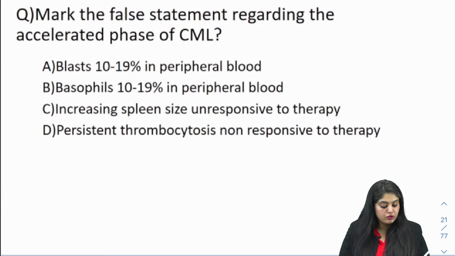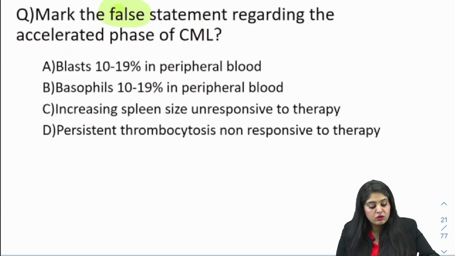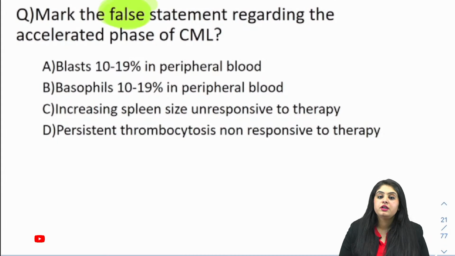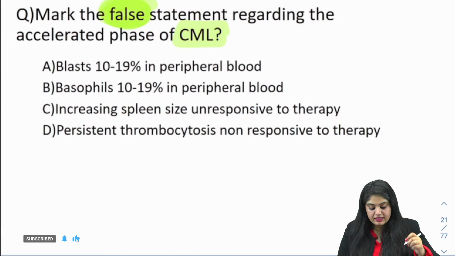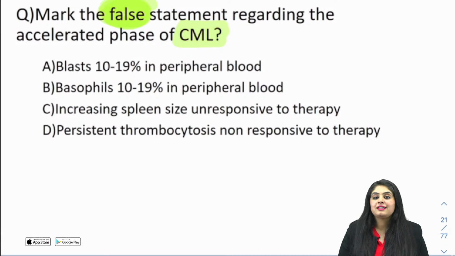So you need to mark the false statement, one of the most expected questions. You need to mark the false statement regarding the accelerated phase of CML. I am now going into CML. So yeah, what is that? Accelerated phase of CML. Give me a quick answer. A, B, C, D. What is wrong?